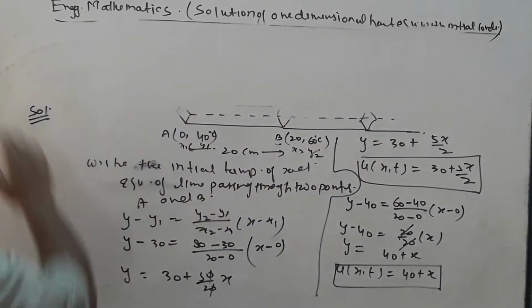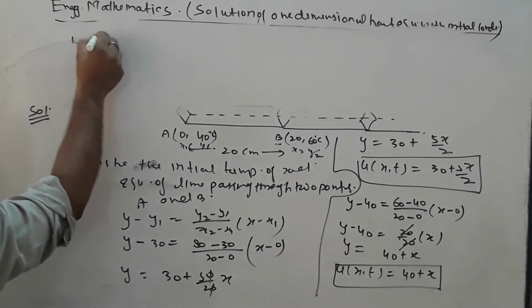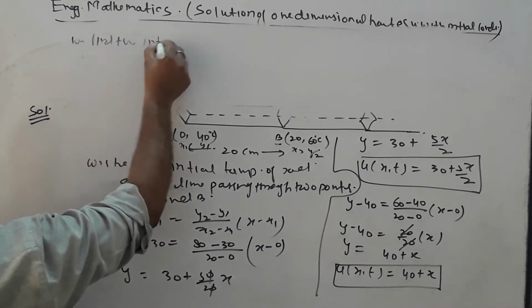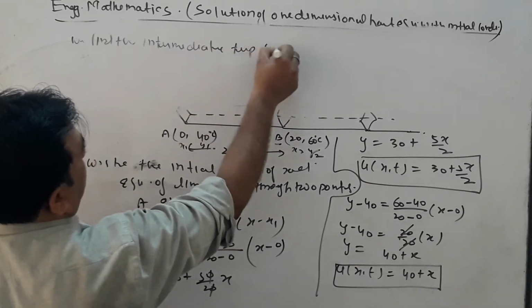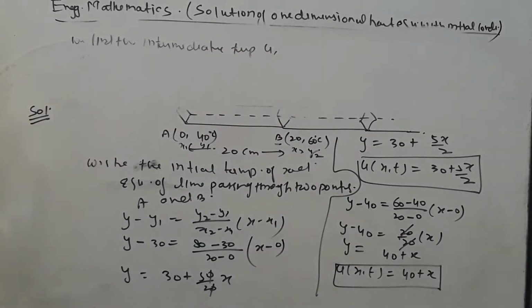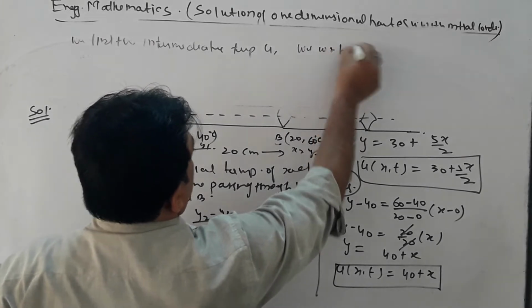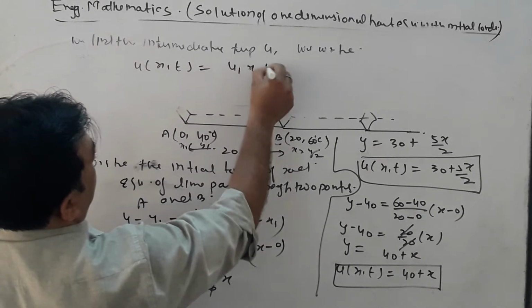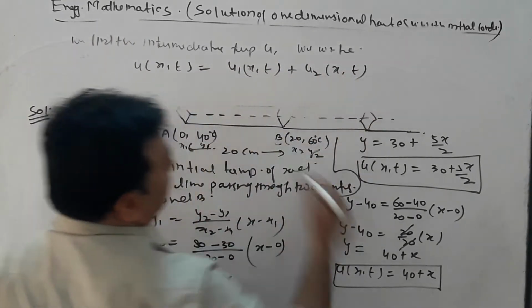You find the intermediate temperature. We find the intermediate temperature of u. We write u(x, t) equal to u1(x, t) plus u2(x, t).